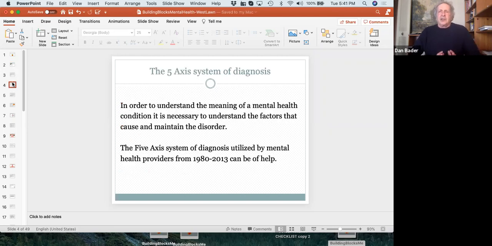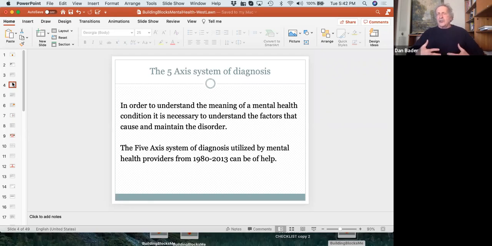So I'm going to the 5-axis system of diagnosis. This is the system of diagnosis used by psychiatry. The diagnostic manual has been in play since 1952, but this 5-axis system was evolved in 1980 for the third edition of the Diagnostic Statistical Manual.